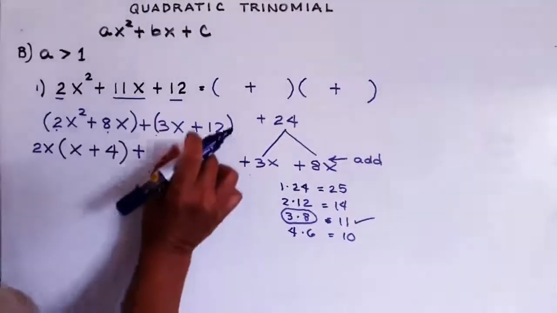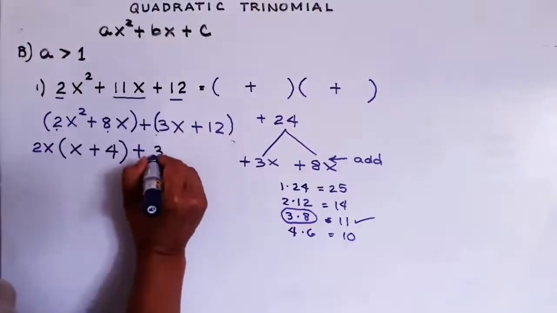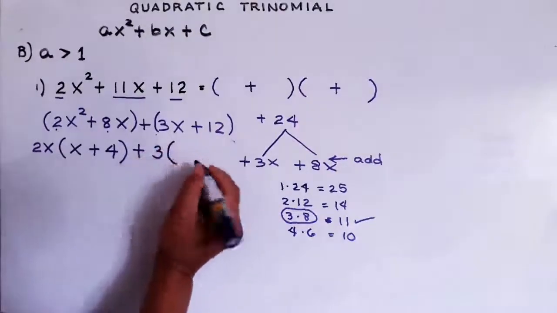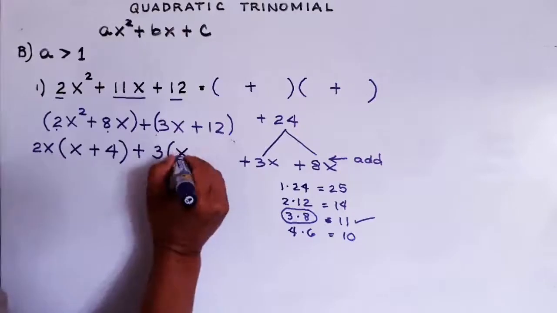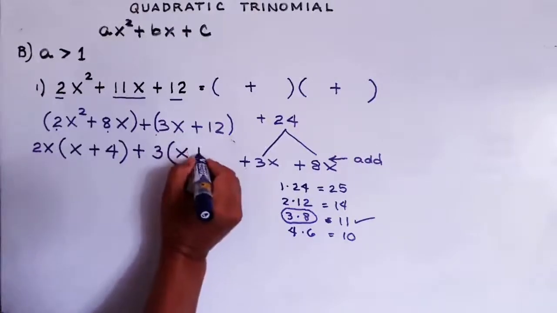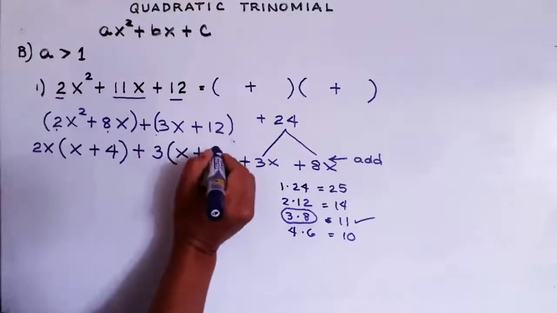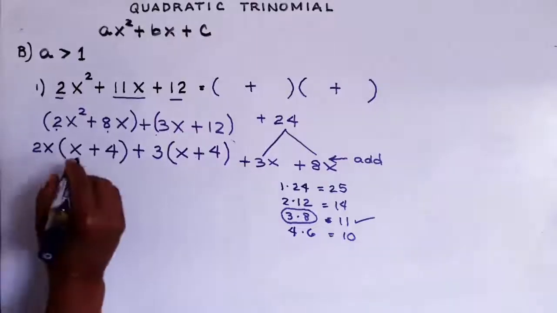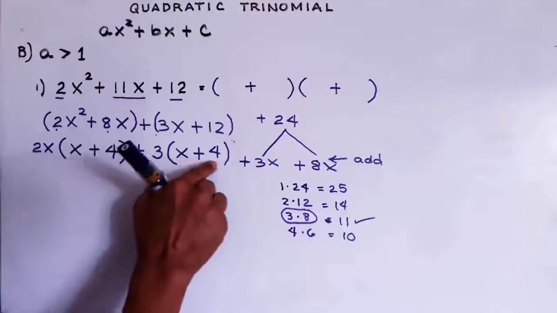What is the common factor of 3x plus 12? It is 3. Okay. x? No, we don't have an x here. So 3x divided by 3 will give us x. Copy the plus. And 12 over 3 is 4. Now, what are the x plus 4 here? And the x plus 4 there.